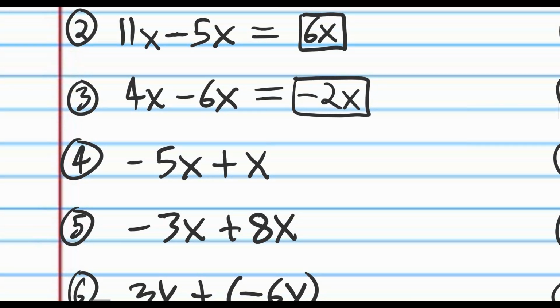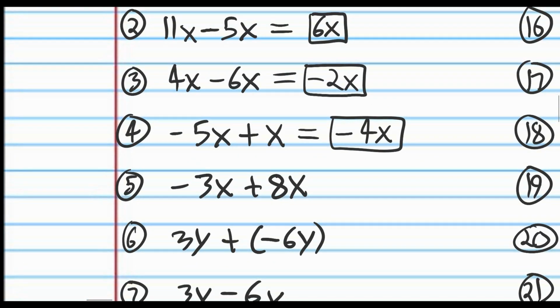So now something different is going to happen. Notice that this x does not have a number on it. If it doesn't have a number, it's assumed to be 1x, but we just don't put this 1. We just leave that 1 off there. So negative 5x plus x, that would be negative 5 plus 1. So see if you can figure out what that would be. If you said negative 4x, you're correct.